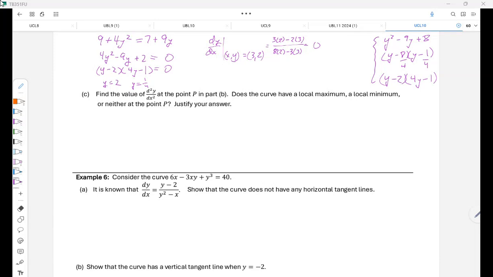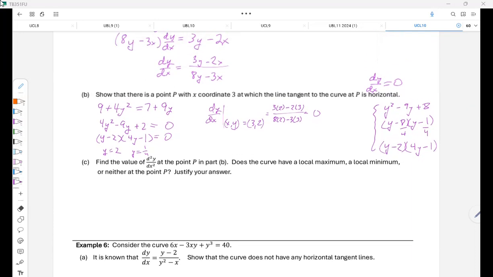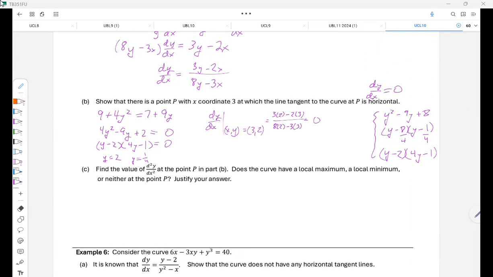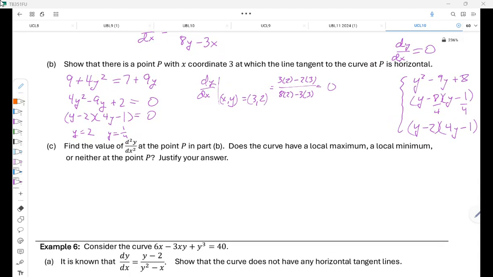So we'll do C and we'll do example 6. This is a really good one. I want to say there's a question similar to this on the test coming up next week. In part B on Friday, the question said, show that there is a point P where the next coordinate of 3 has a horizontal tangent line.